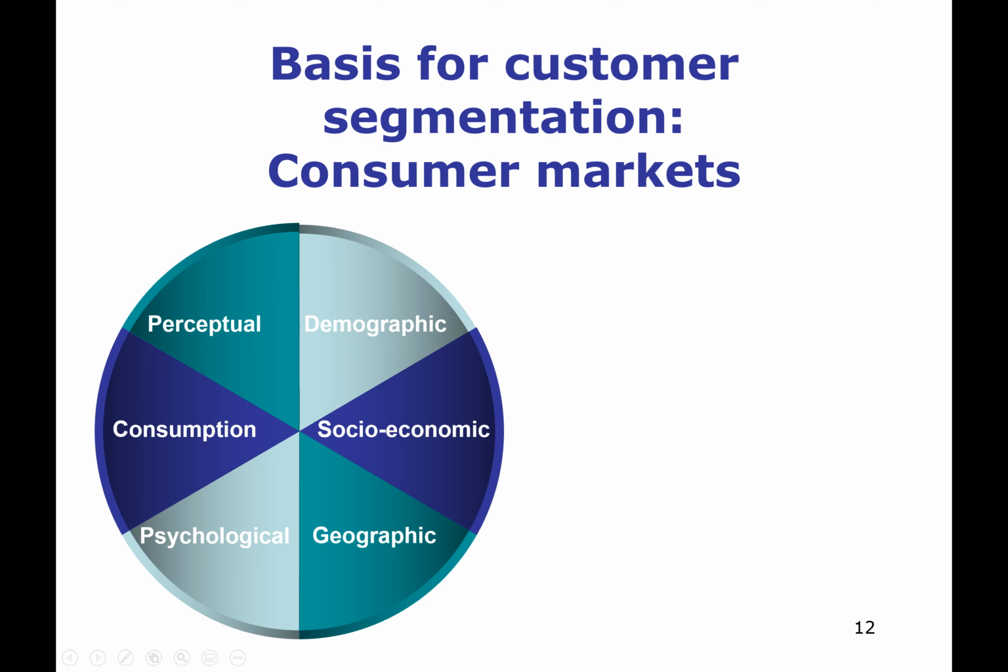So customers can be segmented by their perceptions, how they feel about themselves or the product. Branding affects that. Demographic, age, gender, income. Consumption, how they like to consume, how they access the product. Socioeconomic issues, income, disposable income, wealth, stage of economic life. Psychological and geographic. So there are ways that we can break up consumer markets.